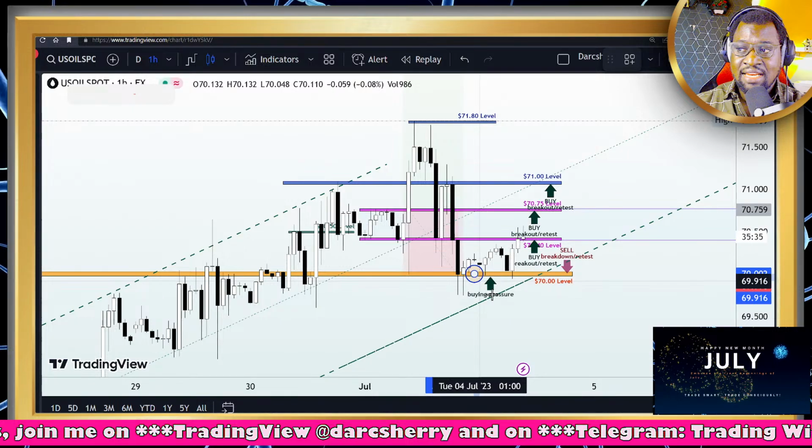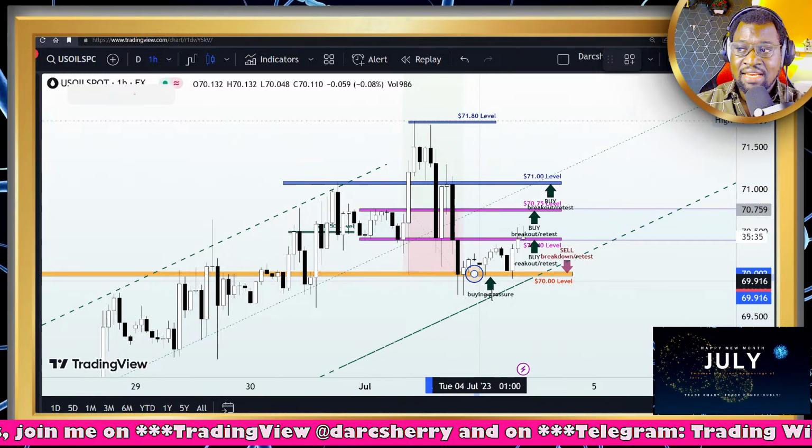Now, if we zoom into the current structure and taking into consideration what has been going on in this market since last week Friday, it is quite clear that price action has been consolidating between that $71 level and of course the $70 area, which happens to be our key level for the week. And with this kind of situation here, it is quite clear that the market is going through an indecisive phase at this particular point in time.